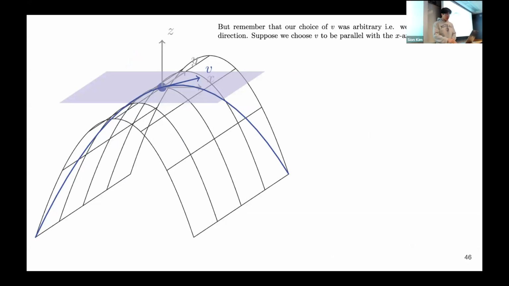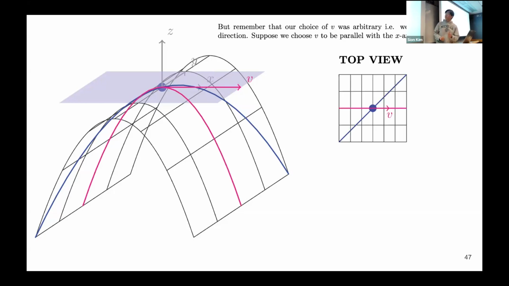So going back, my choice of V was actually arbitrary. So what if I chose V to be parallel with the x-axis? So looking like this, top view would look like this. Then intuitively, my parabola would be much thinner, and that would cause the second derivative to be a larger value. So we would want that, right? We would want this number to be high because this is a ridge.